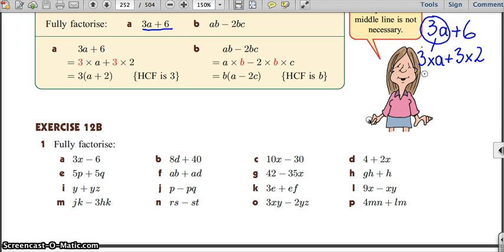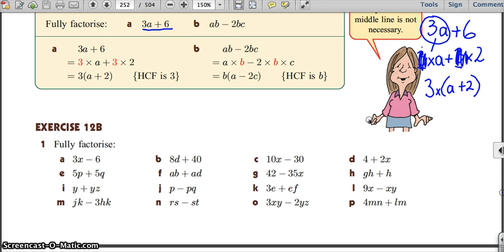All we do then is go along and find out what our common theme is. And our common theme is the number 3. There is nothing else that's common there. The a is different and the 2 is different. So the 3 goes out the front. We've taken care of that. What is left to do? 3 times a plus 2.